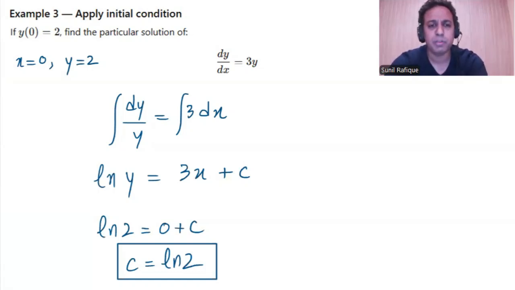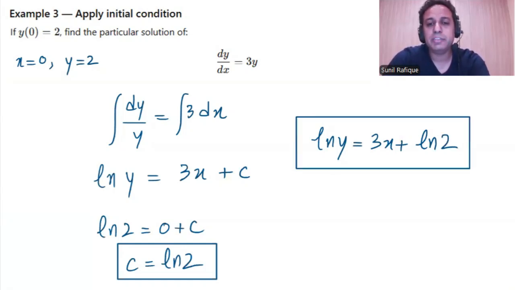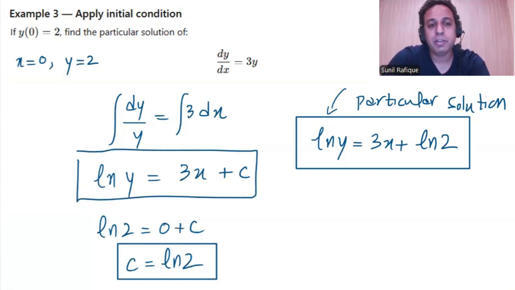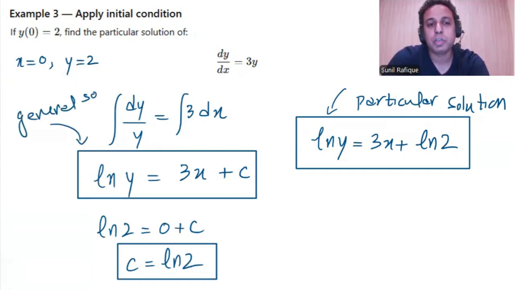Take notes if you are writing it somewhere. Okay, so finally, my solution will look like ln y = 3x plus the natural log of 2. Students, please do write this. This is known as a particular solution. Okay, this one was the general solution. Why do you call this the general solution? Because the constant was not evaluated, but this time the constant is evaluated.